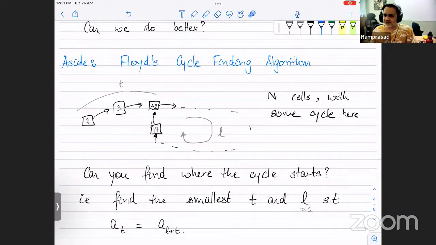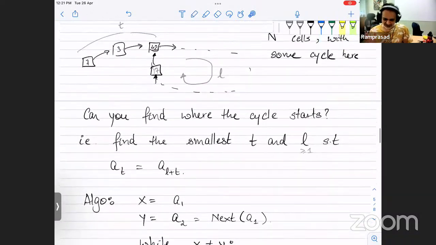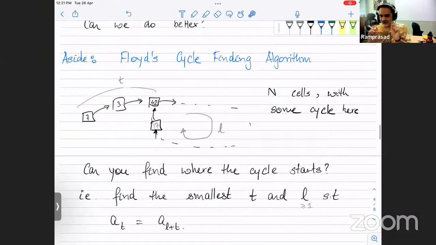I'm just curious, how many people have seen this algorithm before? In fact, this has many names. It's also called the hare and the tortoise algorithm, and so on. It's a spectacular algorithm. Let me write down the algorithm. The algorithm is made up of 2 steps: an initial part which finds a collision, and then a part that finds the start of the cycle.